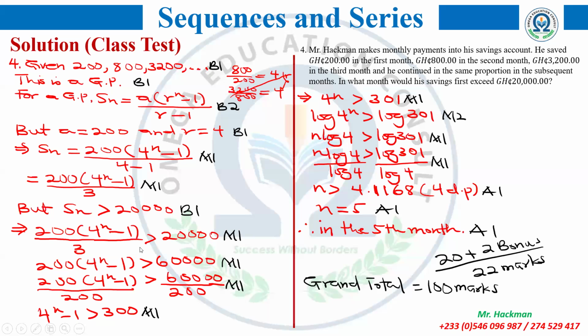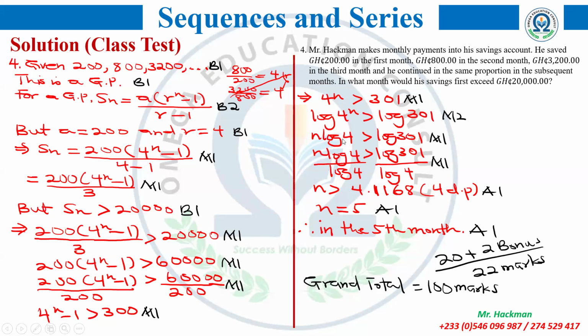So what do you do? You clear the fraction, and you are multiplying by a positive, so the sign must be maintained. Then after that, you are looking for n, so you divide through by 200, which will give us this. You isolate the term in n. You move this one to the side, which gives us this.